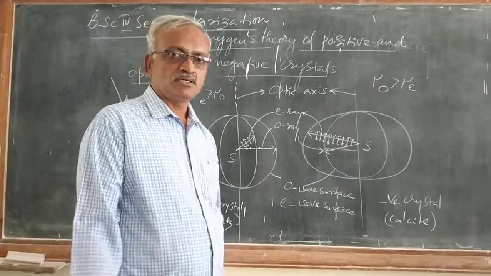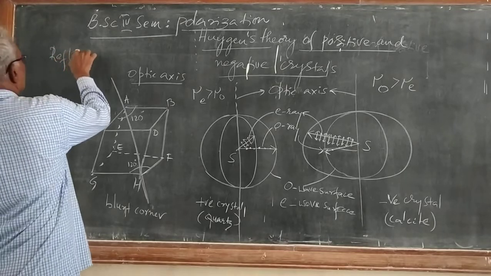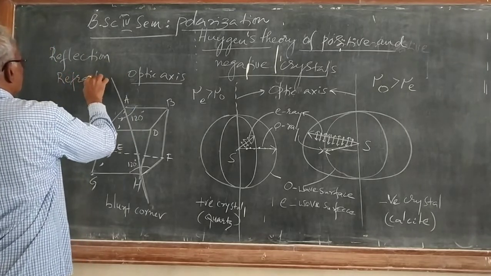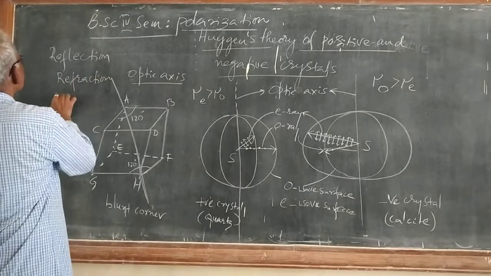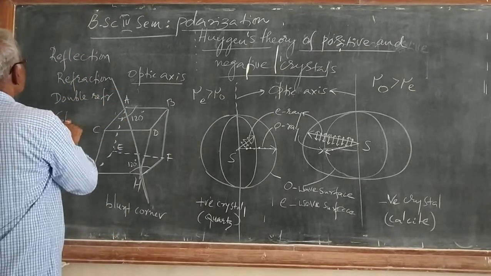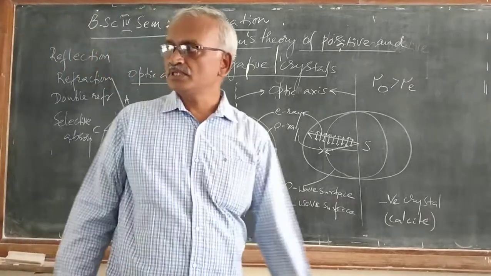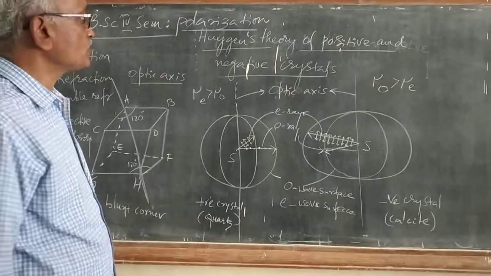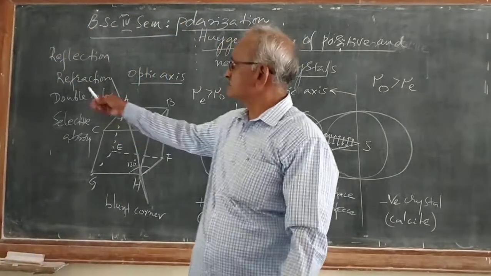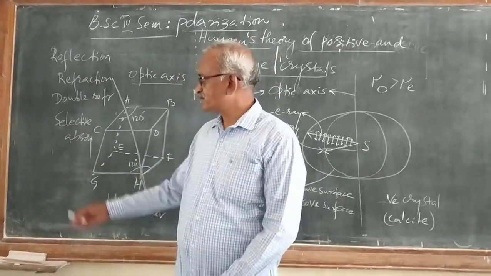Once we understand what we mean by polarization, we should know the methods to produce polarization. There are four methods. They are: by the method of reflection, by the method of refraction, by the method of double refraction, and by the method of selective absorption. From these four methods we can produce plane polarized light.